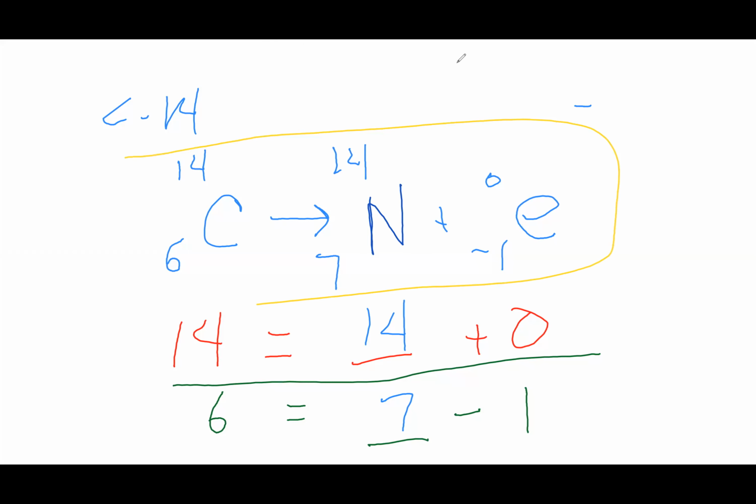So then you see this is what I write. I would write on the table: C with a 14 on the top and 6 on the bottom, arrow, N with a 14 on the top and a 7 on the bottom, plus E with a 0 on the top and a -1 on the bottom, right there. And as you can see, my sample here, that's exactly what I've written, right? Can you see that? So you do the same thing for silicon 32, iron 52, xenon 135, lead 214, and radium 226.